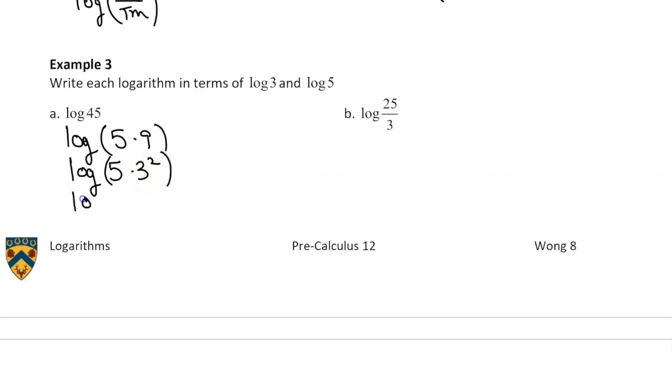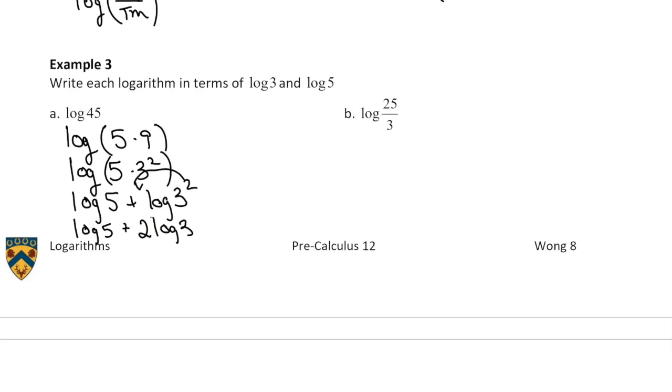And then that would be the same as saying log 5 plus log 3 squared. And then in my most simplified form, I should kick this 2 in front, and I could say log 5 plus 2 log 3.